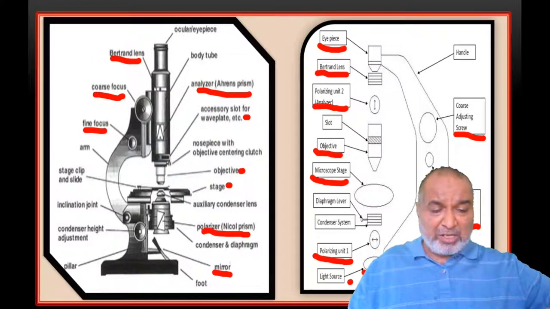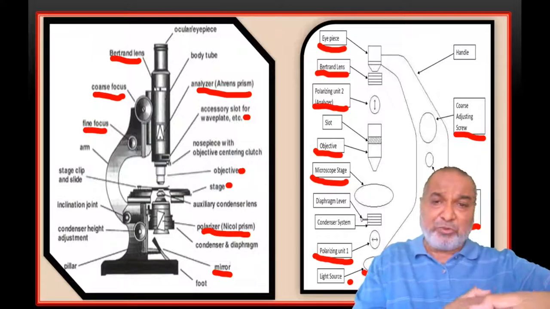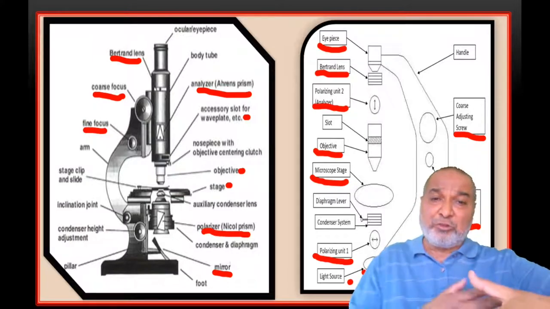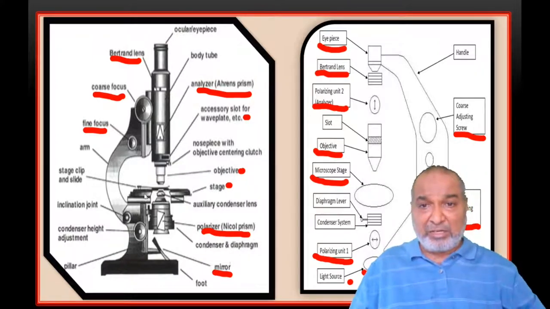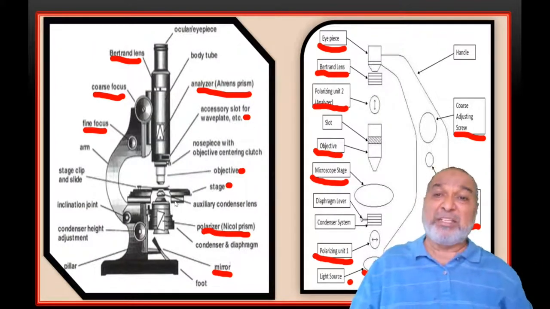When you are going to rotate, just hold the vernier scale with these two fingers on the lower and upper side, and the thumb should be on the other side. So it should be away from those particular screws. That precaution we have to take when we are going to rotate the stage.